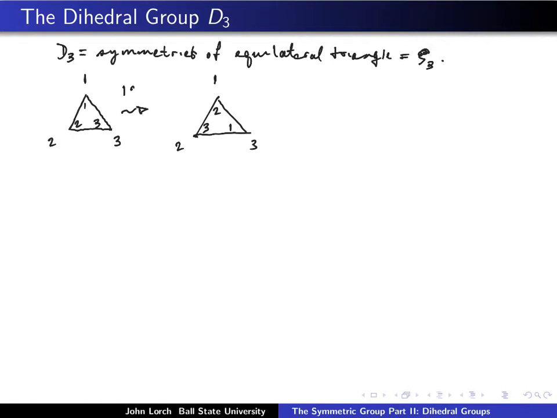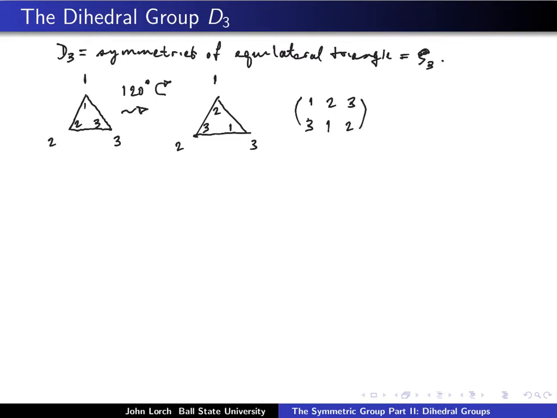So this is a 120 degree clockwise rotation. And that corresponds to the permutation that looks like this, where the domain are the labels on the triangle and the range is the positions. So here, label 1 now is in position 3. Label 2 is in position 1, and label 3 is in position 2.